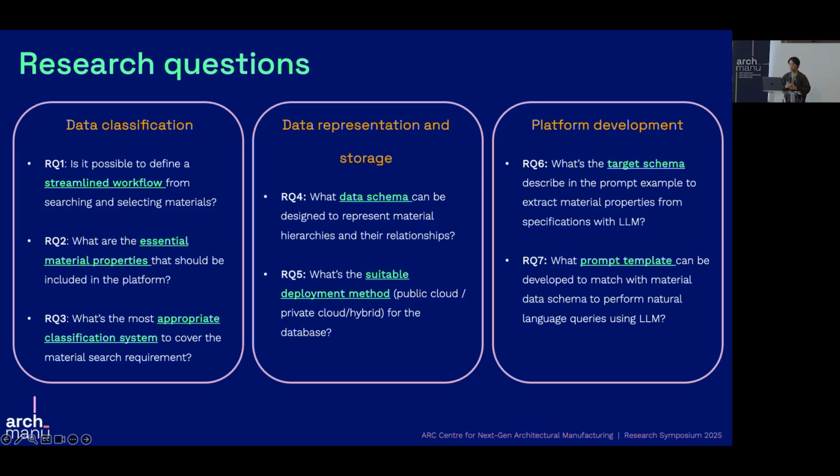In the next group, the research is going to discover what data schema can be designed to represent these material hierarchies and relationships. The research is also going to explore what the suitable deployment method for this database is. In the third research question group, this research is going to do some experiments with LLM, trying to explore what the target schema described in the prompt example should be to extract material properties from the material specifications, and also what prompt templates need to be developed to match the material data schema to perform natural language queries.